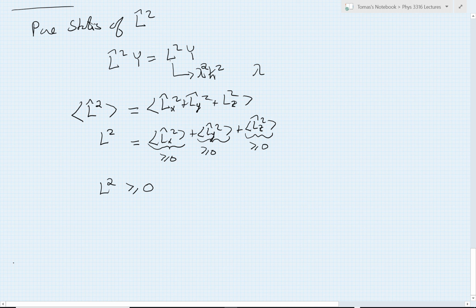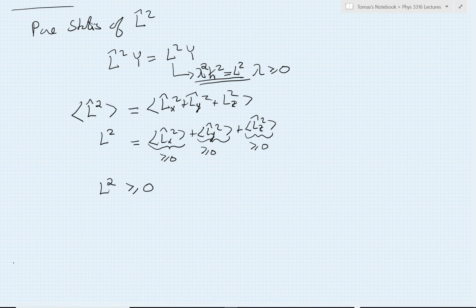And if I want to cover all possible positive values, I can cover them by taking all positive real values for lambda and squaring them to represent my L squared. So that's the first thing I'm going to do. I'm going to code my L squared using this particular form. That's the first thing I can conclude. But I can do a little better than that, actually.